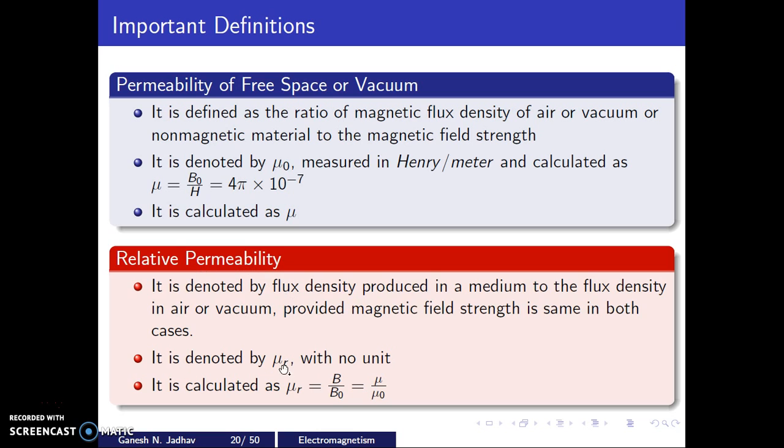So how will you calculate the relative permeability? Mu r is equal to B divided by B0, where B is the flux density in a particular medium and B0 is the flux density in the air. So B divided by B0 is also equal to what? Mu divided by mu 0. So I can conclude that mu is equal to mu r into mu 0. So the permeability of a particular medium is equal to relative permeability into the permeability of free space or vacuum.